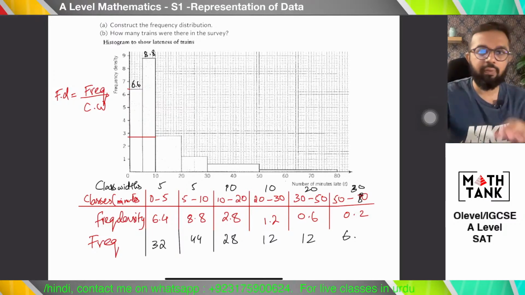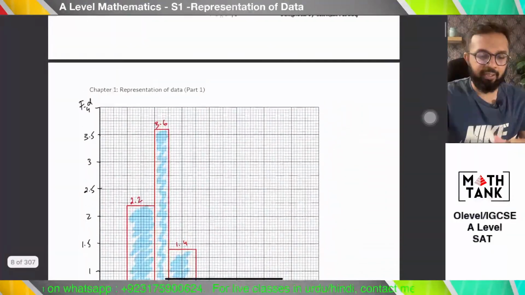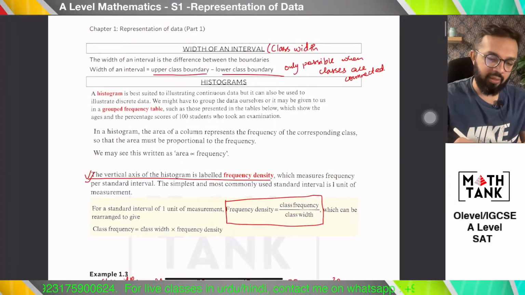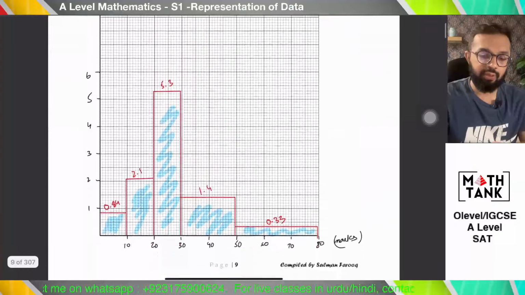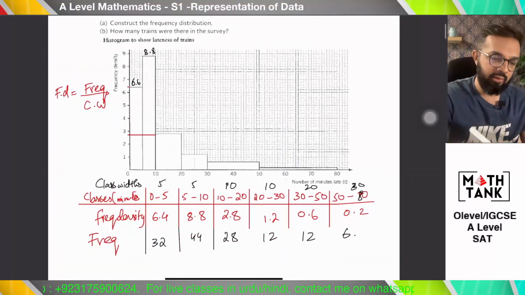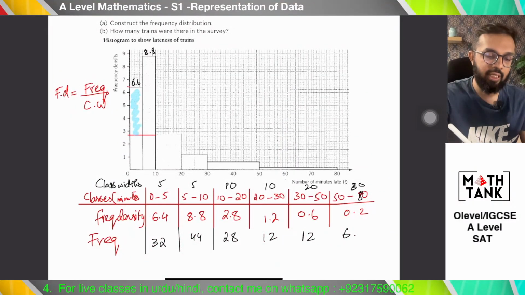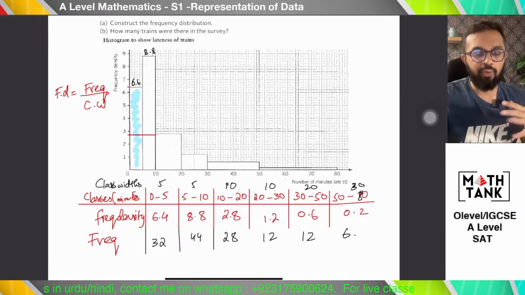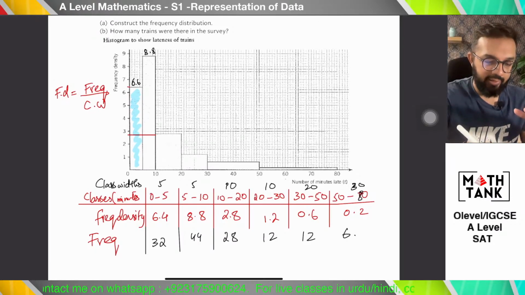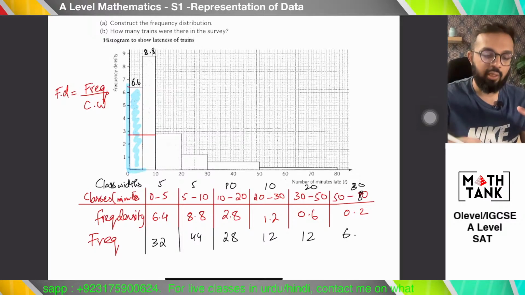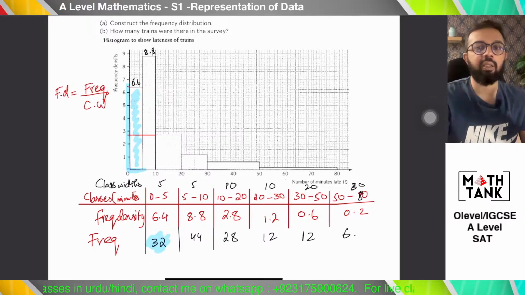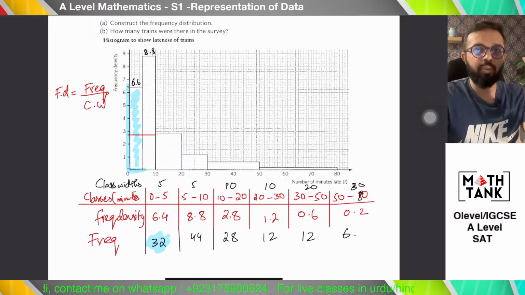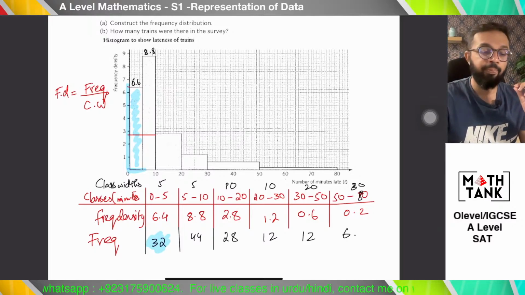तो ऊपर एक बात कही हुई थी कि in a histogram the area of a column represents the frequency of the corresponding class. So if you just calculate the area of this bar, area of a rectangle क्या होता है? Area of a rectangle is length into width. So if you multiply the length, which is 6.6, with its width, which is 5, you will again get the frequency, and that's what I've gotten कि पहली वाली frequency जो है वो 32 आ गई है क्योंकि इस bar का area जो है वो 32 था.